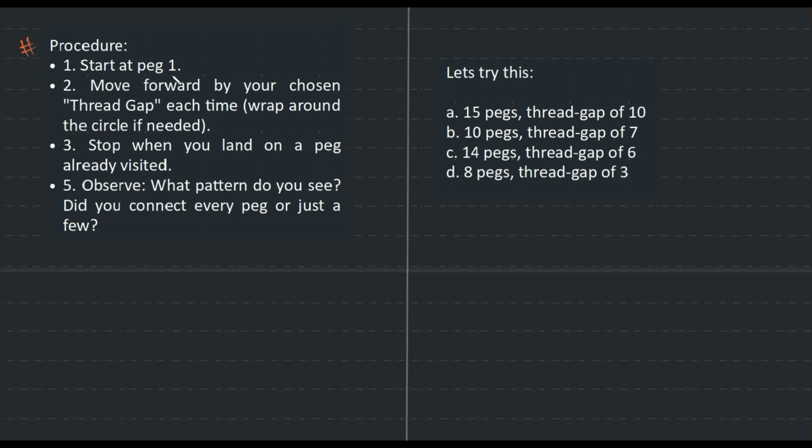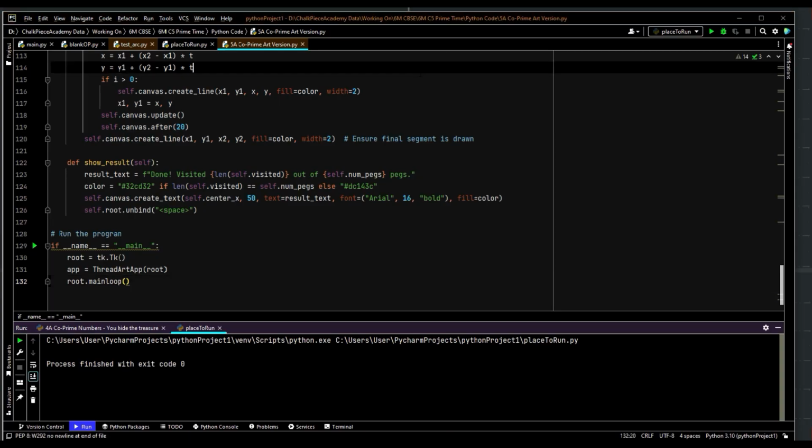So the procedure is over here. It starts with the first peg. Move forward by your chosen thread gap. So you have to choose a thread gap. What does that mean? I'll show it again. Each time, wrap around the circle if need be. Stop when you land on a peg already visited. Observe what pattern you see. Did you connect every peg or just a few? I will show this, only then it will make sense.